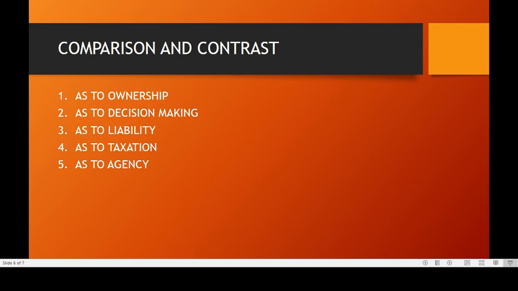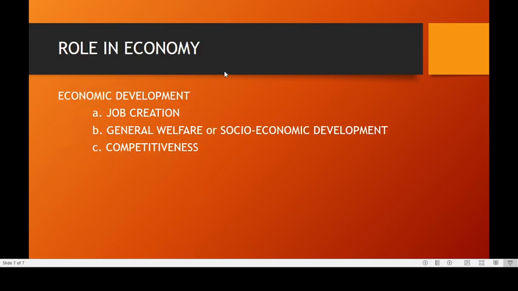Then lastly, okay, role in economy. Actually, the different types of business and classes of business, whether it is a sole proprietorship, it is a partnership, and a corporation, and whether it is a service concern, a merchandising concern business, or a manufacturing type of business, all those has a contribution on the development of our economy, because if there are businesses, we can able to create jobs. And then second is there will be a general welfare or socio-economic development.